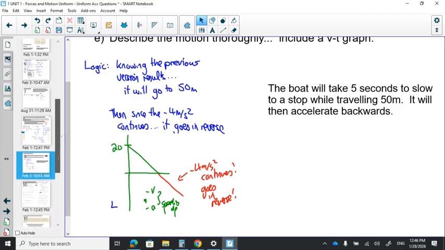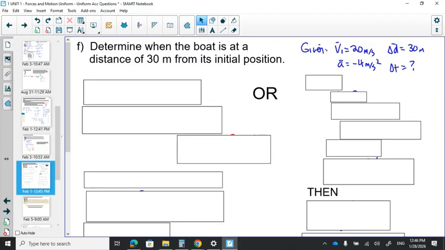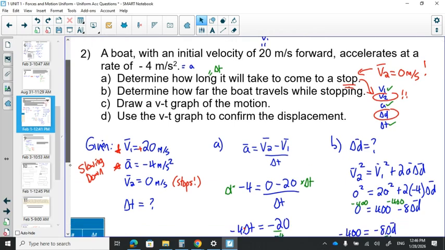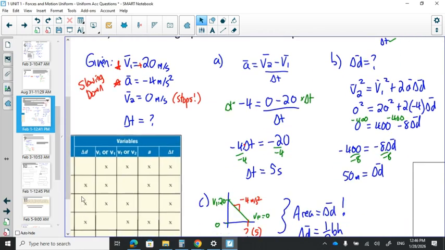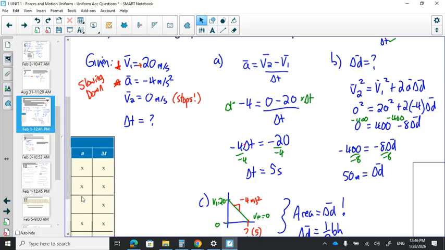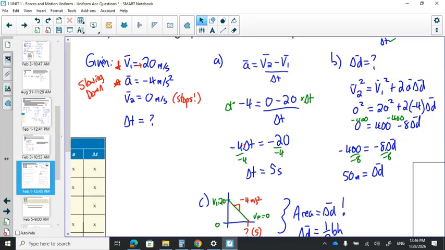So we've got that, and you can do questions with that, right? It says determine when the boat is at a distance of 30 meters from its initial position. Okay. So again, you grab your equation selection matrix thing, circle, and pick an equation. So by all means, press pause, do that.